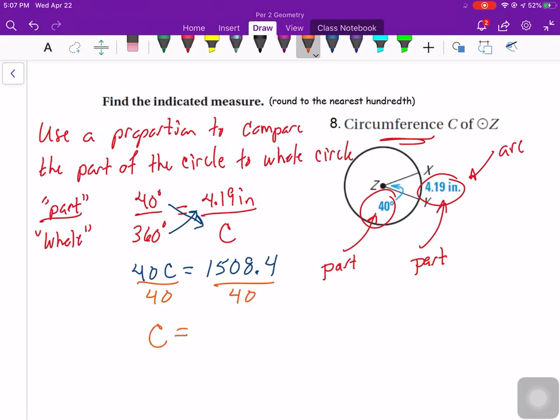And our circumference comes out to be 37.71 inches. So whenever you're given information about the arc itself and then asked to find the circumference of the circle, you're going to use a proportion. Let's take a look at another problem.